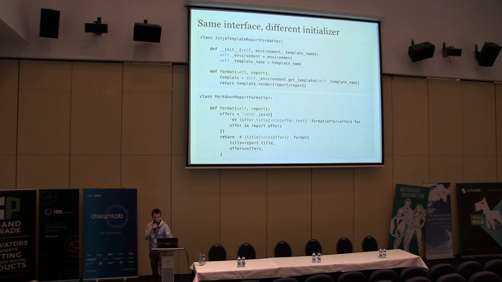Like these 2 classes. Here we have 2 different report formatters. The first one, Jinja template report formatter, has 2 dependencies injected into the initializer. And the second one doesn't have an initializer at all, doesn't need any dependencies. But both of them have a format method with a report argument, so both of them can be used in our email reporter. Both of them implement the same interface.